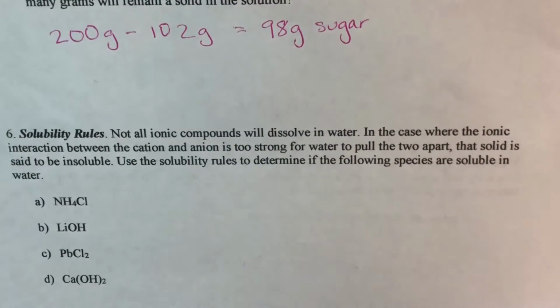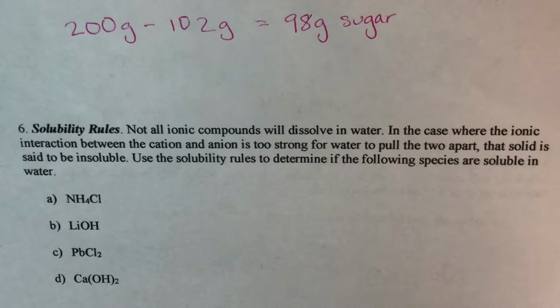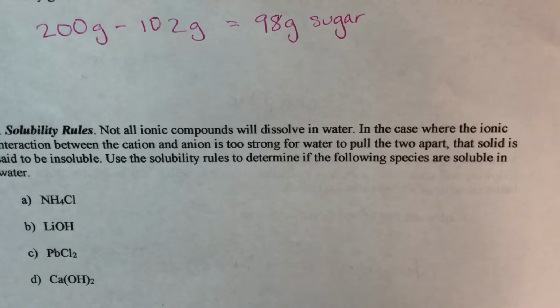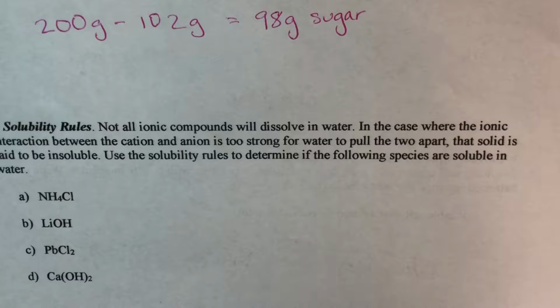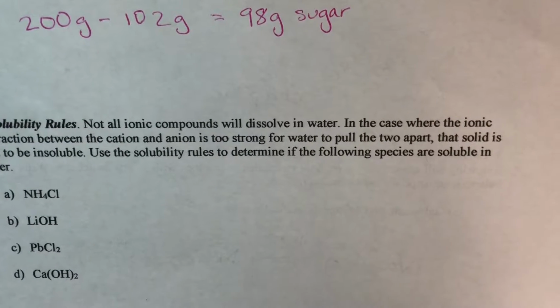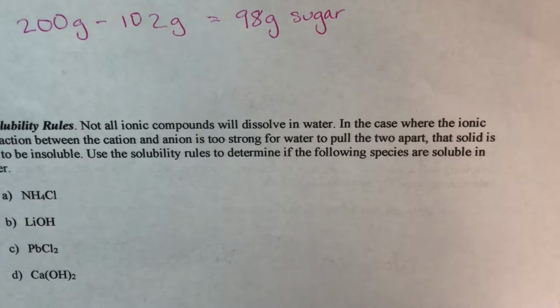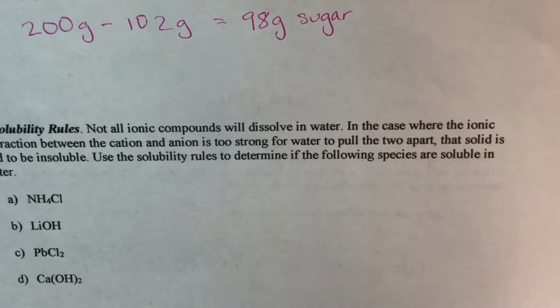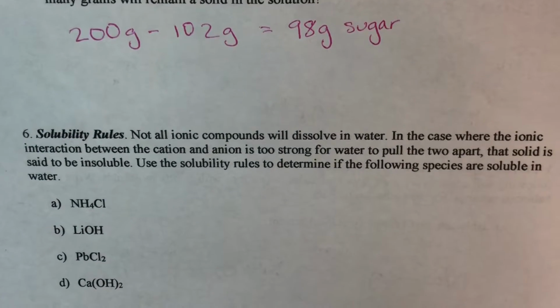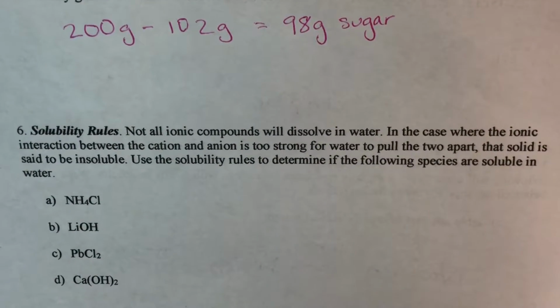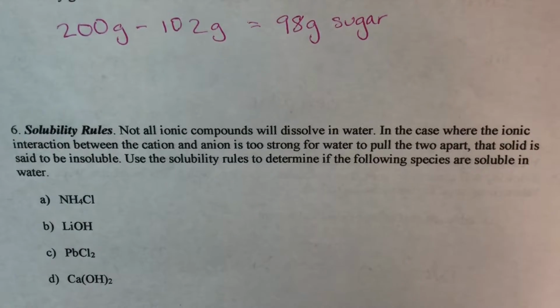So next we're going to be talking about the solubility rules. Not all compounds will dissolve in water. In the case where the ionic interactions between the cation and anion are too strong for water to pull the two apart, that solid is said to be insoluble. Use the solubility rules to determine if the following species are soluble in water.